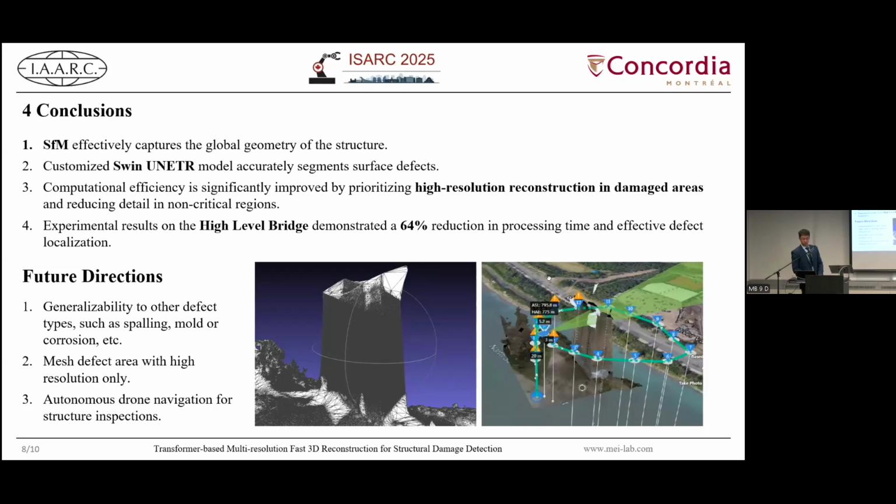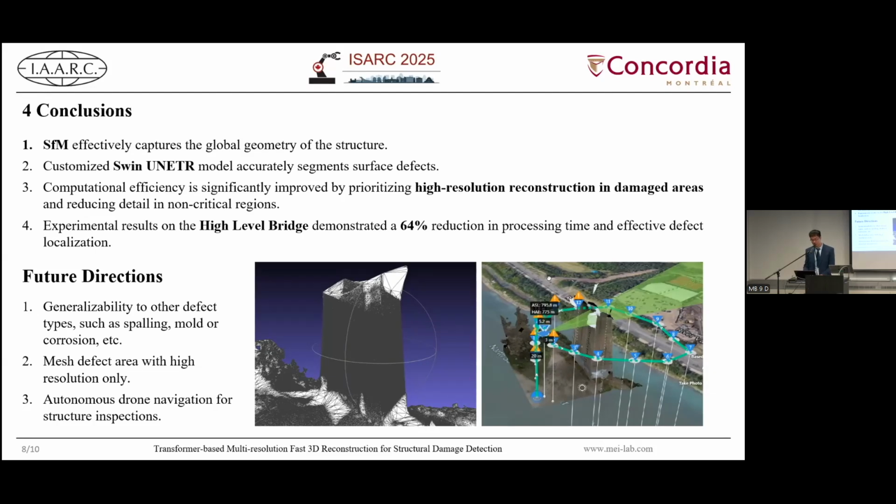To conclude, first, structure from motion can effectively capture the global geometry of the structure, and the customized Swin UNETR model can accurately segment surface defects. And the computational efficiency is significantly improved by prioritizing high-resolution reconstruction only in damaged areas and reducing detail in non-critical regions. Finally, the experimental results on the High Level Bridge demonstrated a 64% reduction in processing time and effective defect localization.